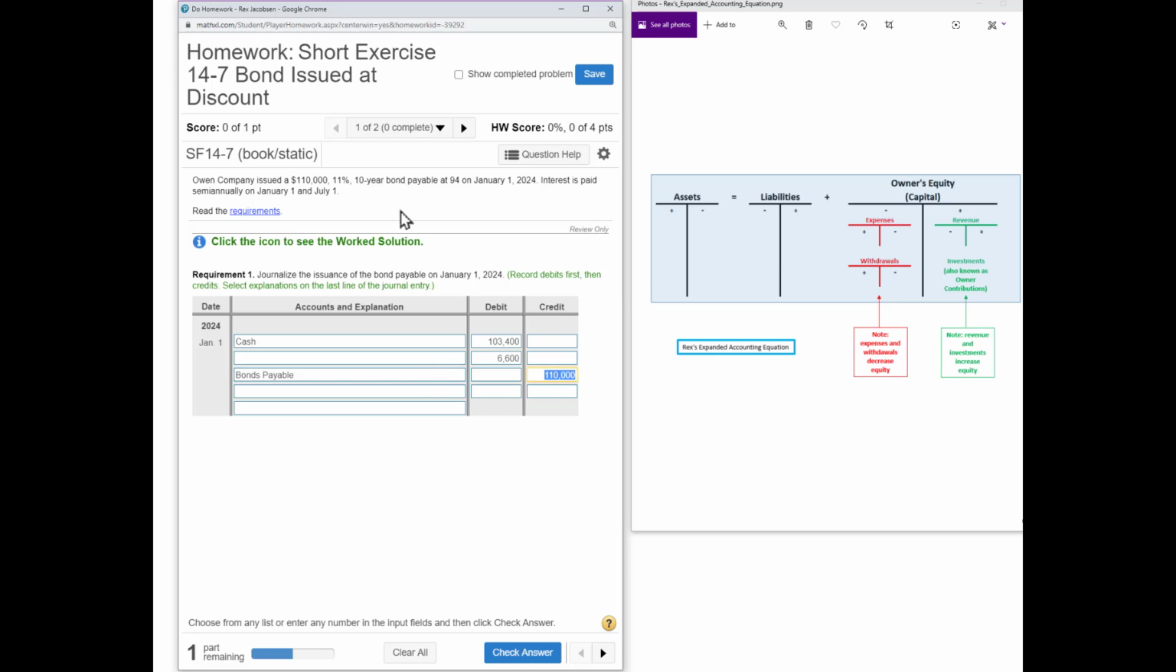Well, we know we issued these bonds at a discount. How do we know we issued them at a discount? Because the price we got was less than 100%. It's 94%. So we issued them at a discount. Therefore, this balancing amount is going to be called discount on bonds payable. And we need an explanation. Issued bonds at a discount.